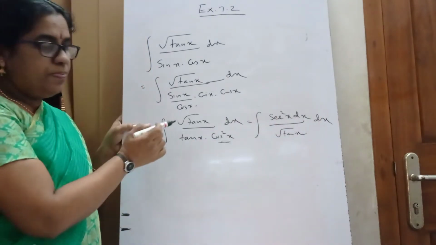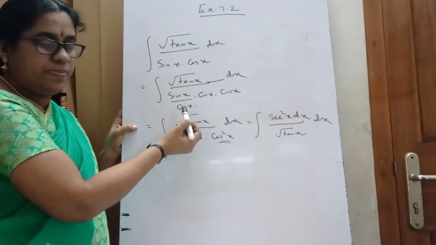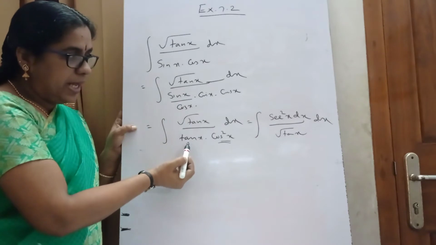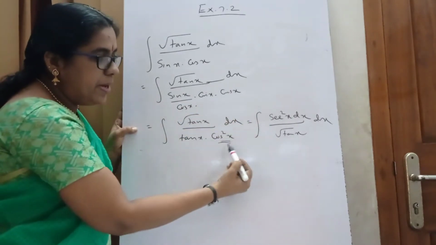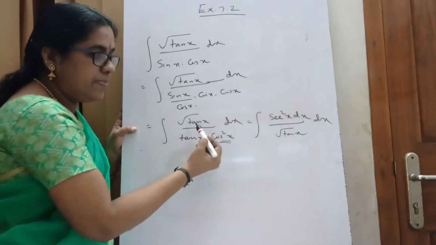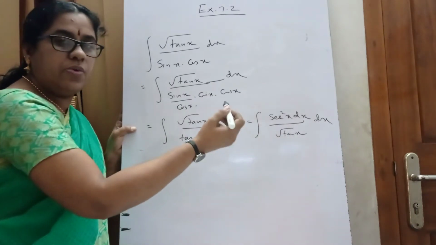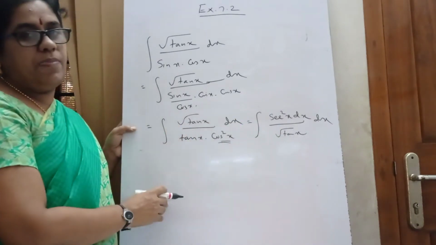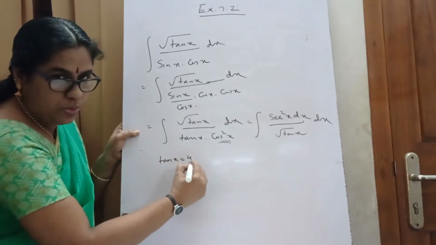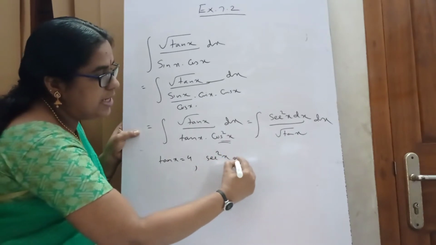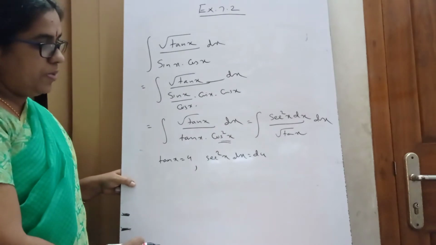So what is the first step? Multiply and divide the denominator by cos x. That is the first step. And we write like this: sin by cos, tan, cos x into cos x, cos square x. In the next step, 1 by cos square x becomes sec square x dx. And one root tan x will get cancelled. In the denominator, root tan x will come. Then we can apply the substitution method. Here we put tan x equal to u. Then sec square x dx becomes du.